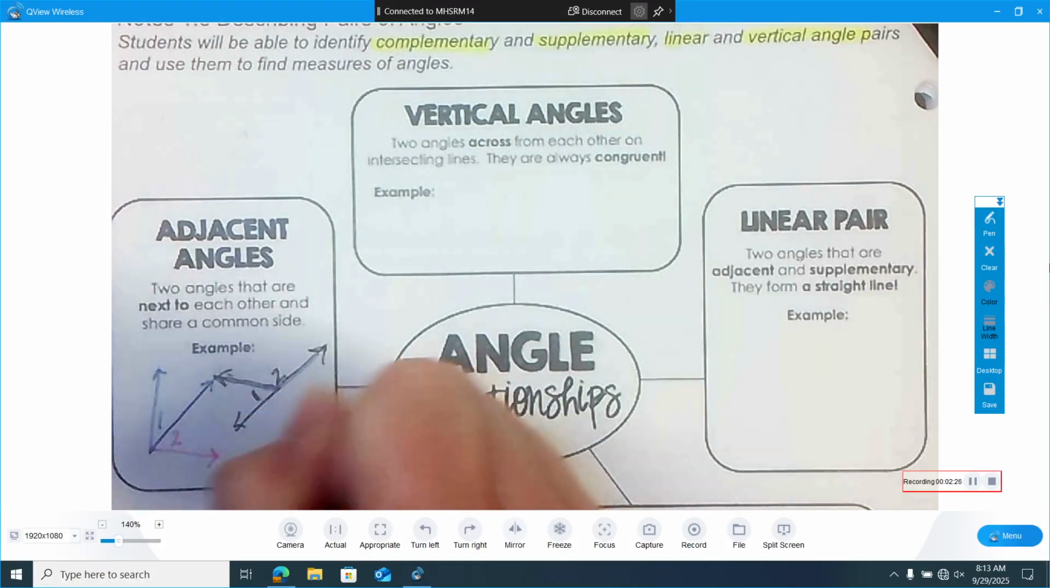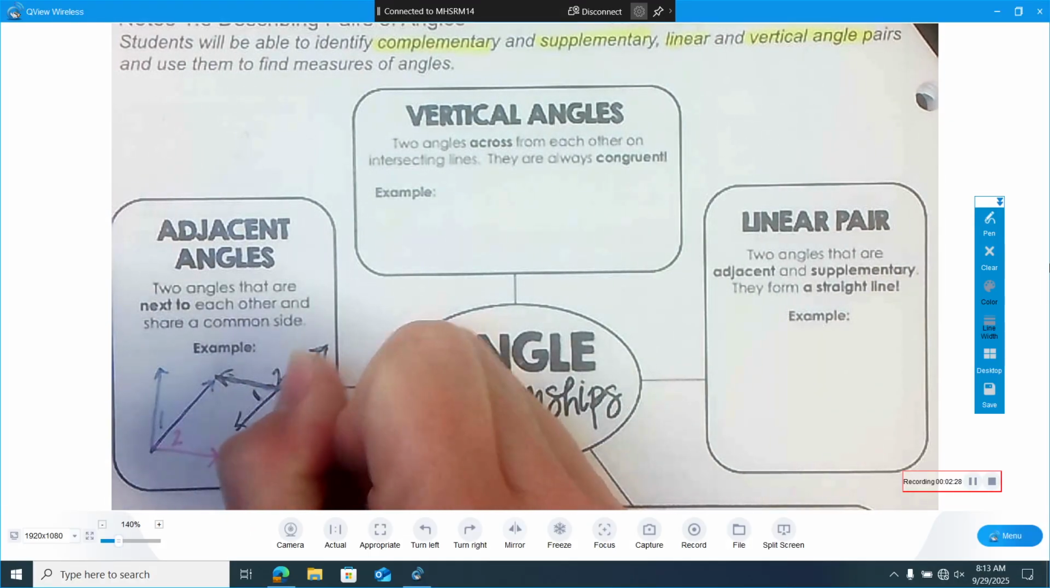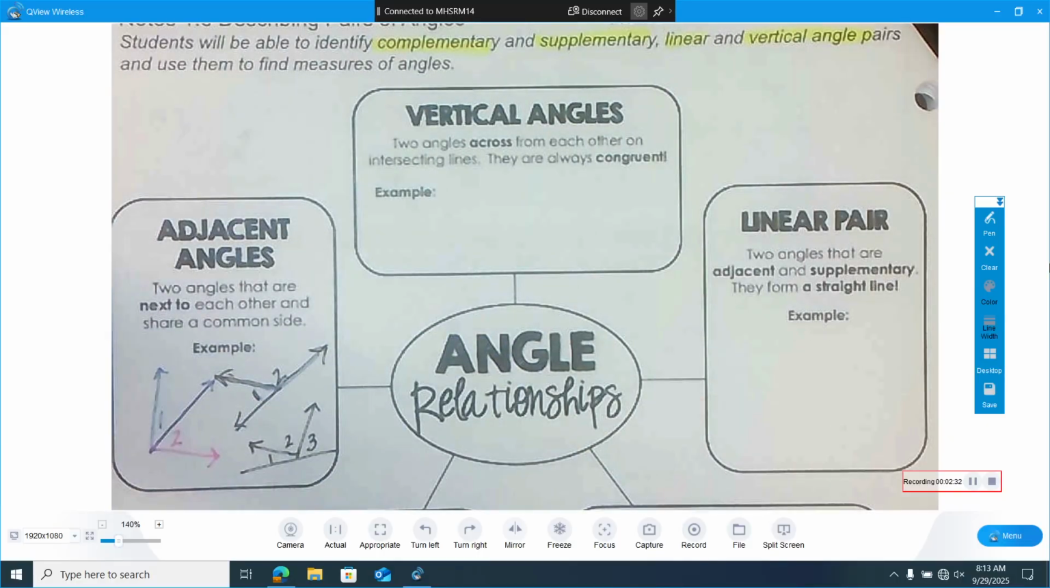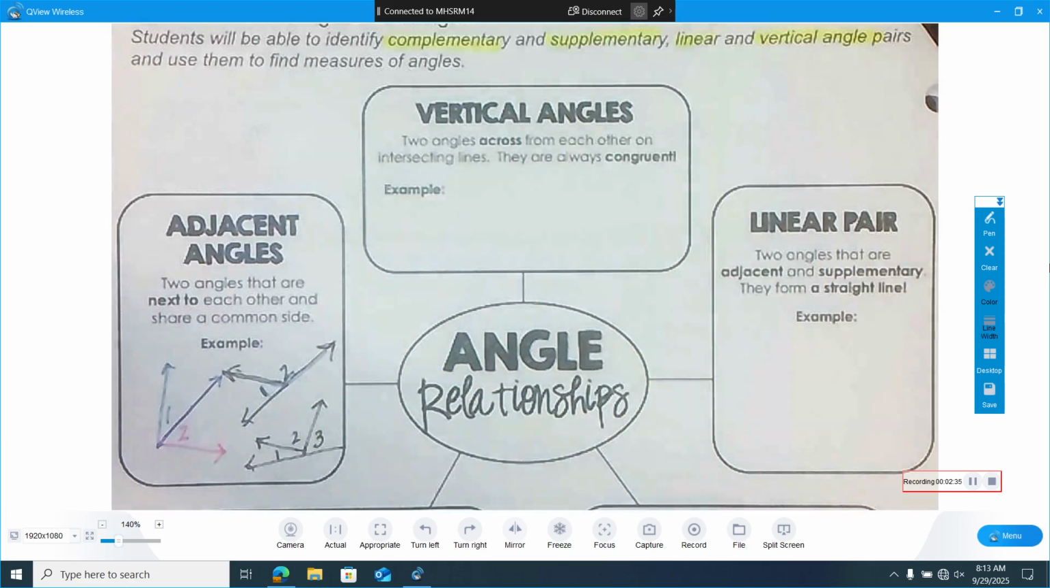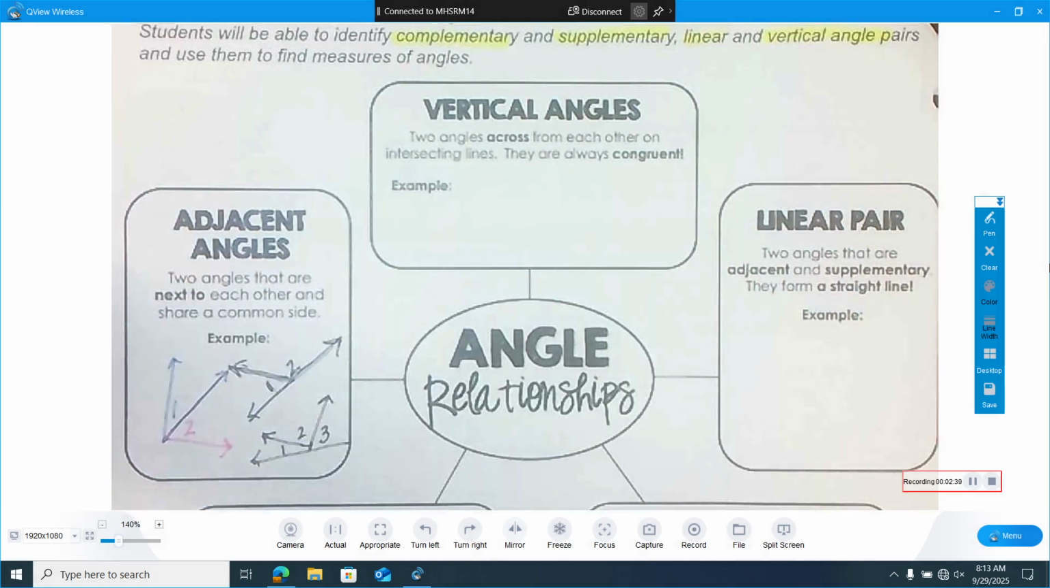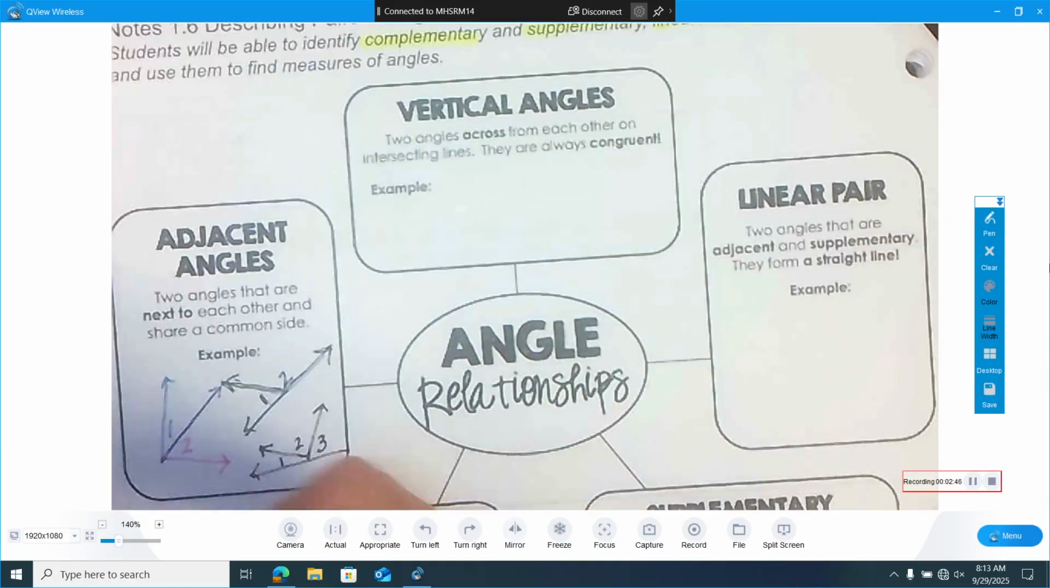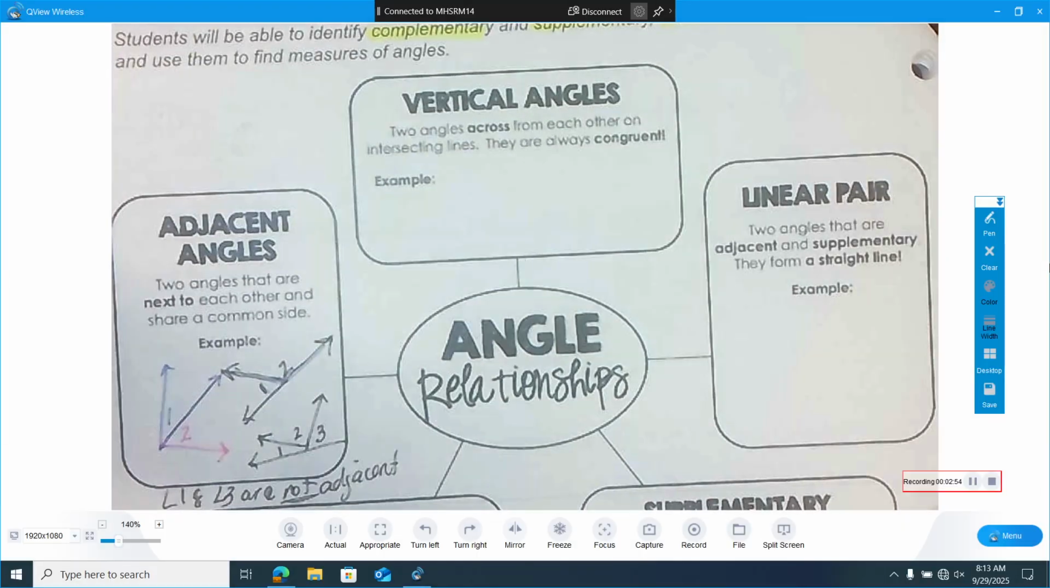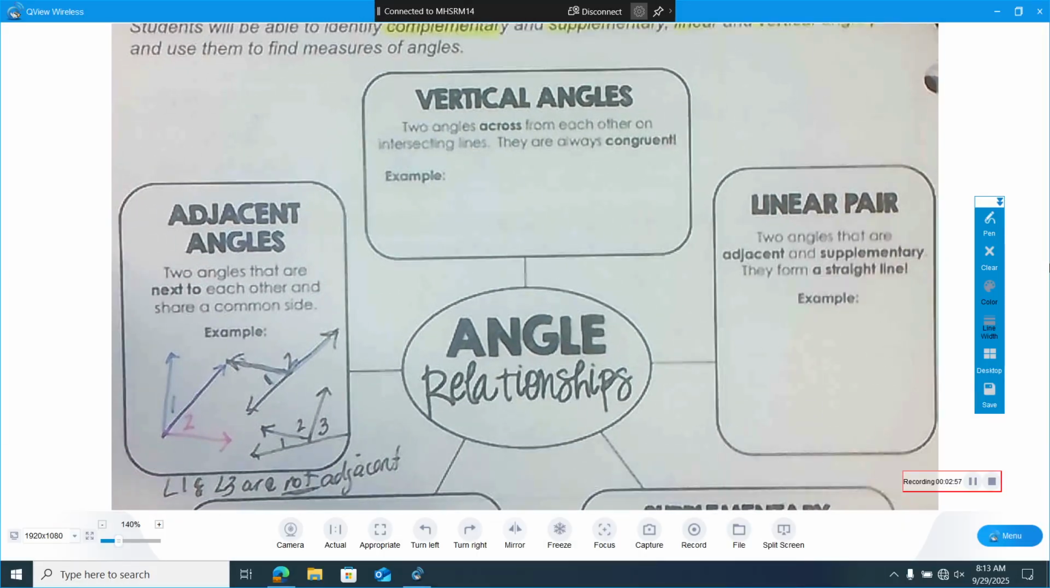What about these? 1, 2, 3. Are angle 1 and angle 3 adjacent angles? No, not angle 1 and angle 3. Are 1 and 2 adjacent? Yeah. Are 2 and 3 adjacent? Yeah. Okay. So angle 1 and angle 3 are not adjacent. All right. So adjacent, next to. Good. I think you got it.